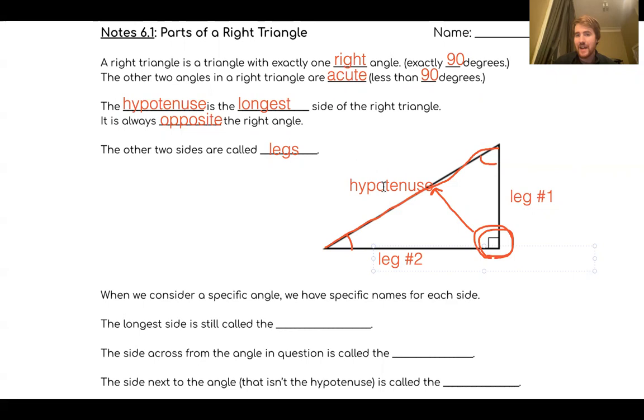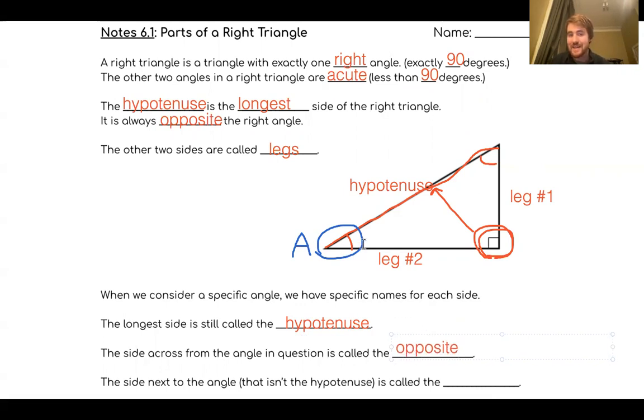In trigonometry, we often end up considering a specific angle. So for example, and I'll use a different color here, let's say I was focused on this angle here. Let's call it angle A. Now we can name the sides more specifically. The longest side is still going to be called the hypotenuse. However, now we can distinguish between the two legs. We don't just have leg number one and leg number two. Now we have the side across from the angle in question. In this case, leg number one is opposite angle A, and we actually call that the opposite side.